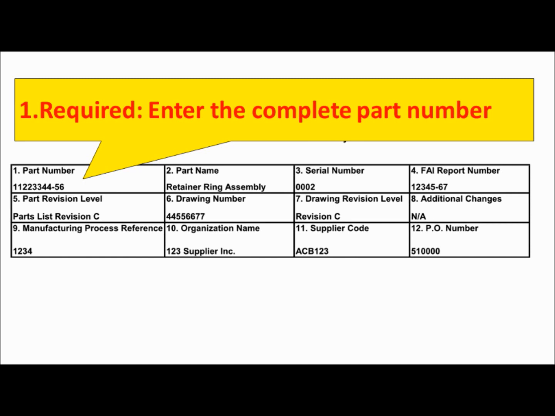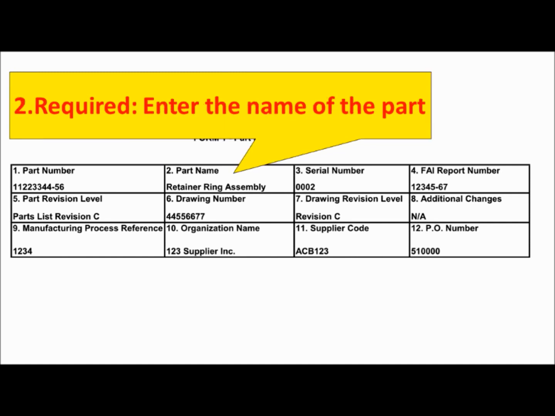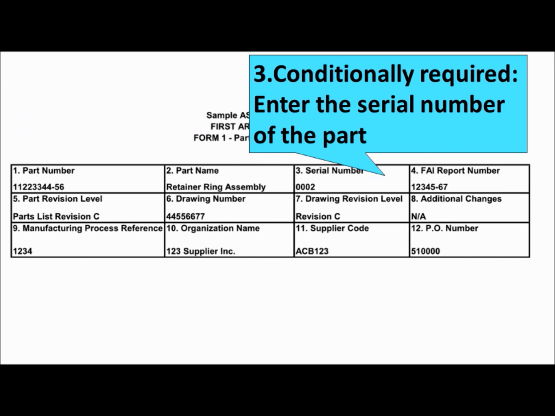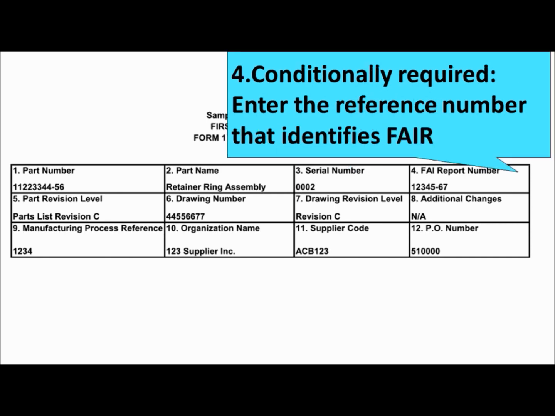Field 2 is required. Please enter the name of the part. Field 3 is conditionally required. Please enter the serial number of the part. Field 4 is conditionally required. Please enter the reference number that identifies FAIR.